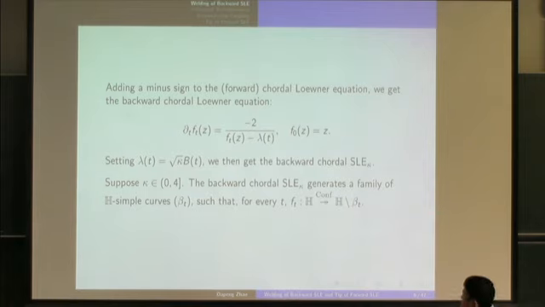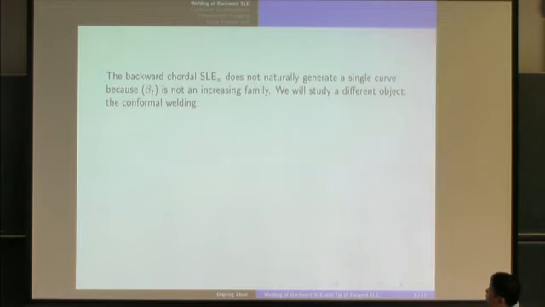such that for every t, f_t is a conformal map from H onto H without beta_t. The backward coordinate SLE kappa does not naturally generate a single curve because beta_t is not an increasing family. We will instead study a different object, which is the conformal welding.